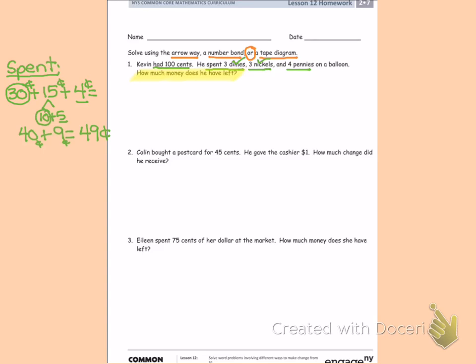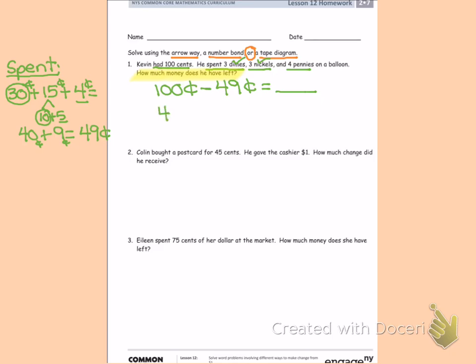So the math problem is, if he had 100 cents and he spent 49 cents, how much does he have left? When you spend money, that means you end up with less than you started. That's why we subtract. I think I'll go ahead and use the arrow way to solve this.